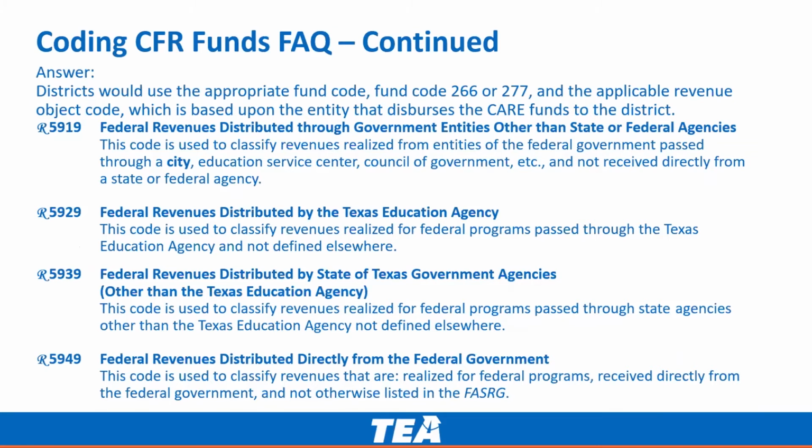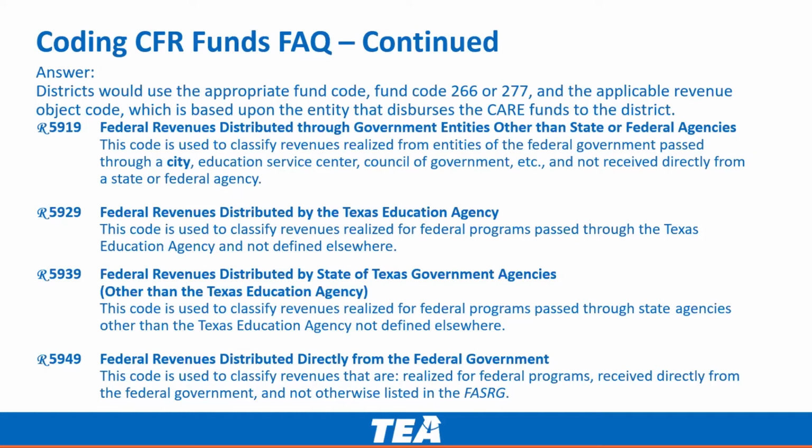And then on the object codes, you can see that there's 4 of them there. They're all federal. And what I'm trying to do is just illustrate for you guys that you're getting funds from several different entities, not just TEA. And so as you receive those funds for the different CARES Act, these are the fund codes or object codes that you'll use to record that revenue.